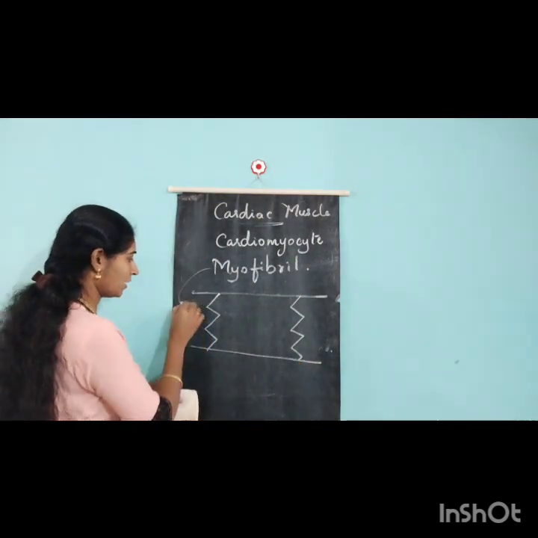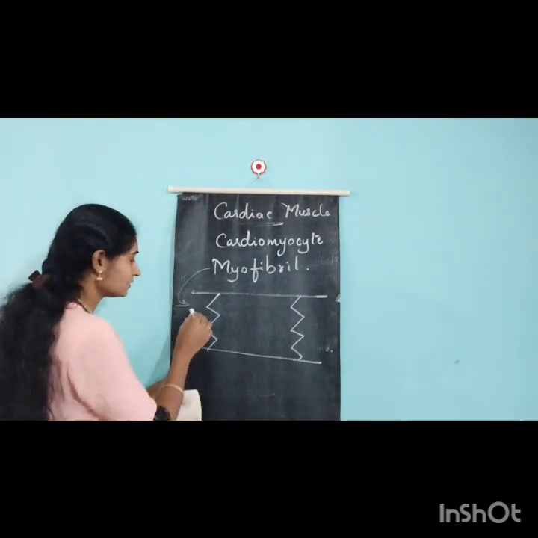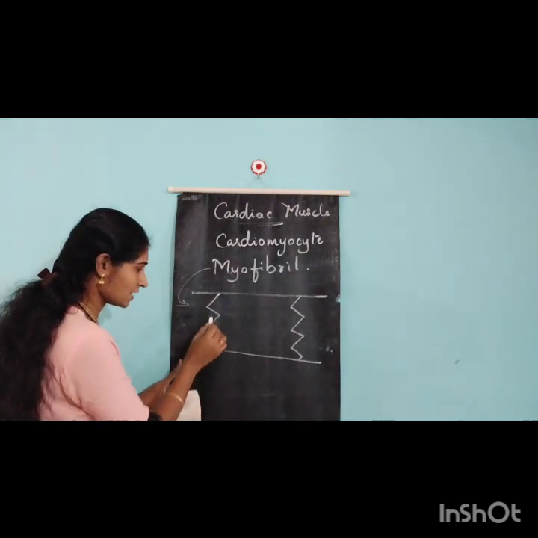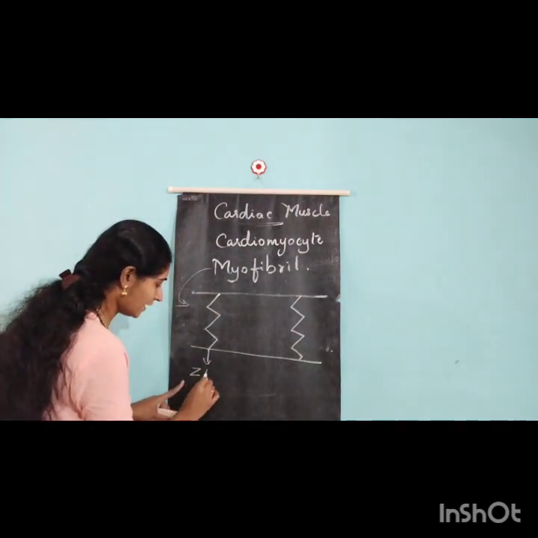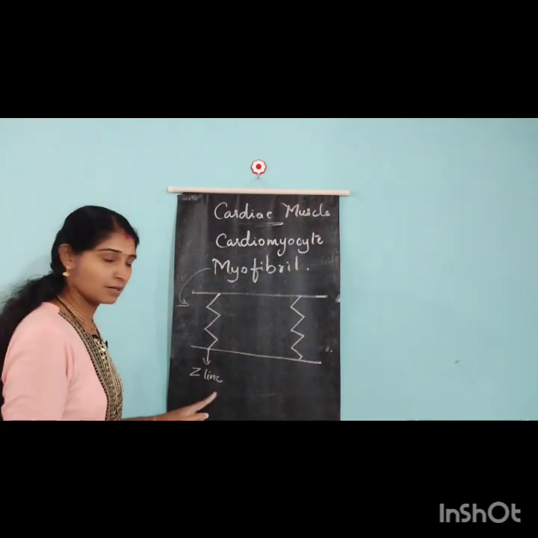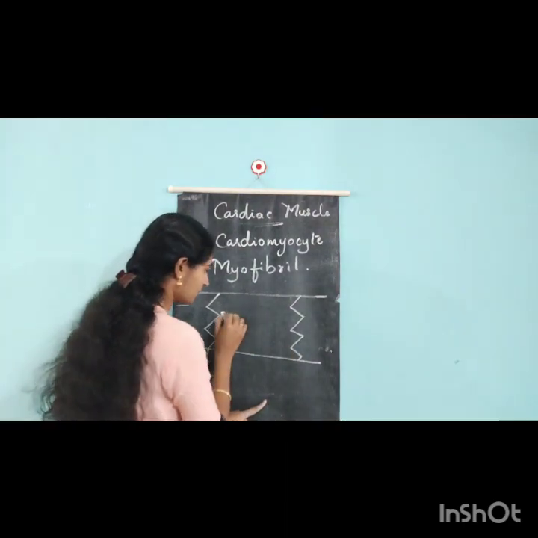This is one myofibril. I am going to explain. See the first crisscross line which looks like a Z. It is called as Z line. Okay.